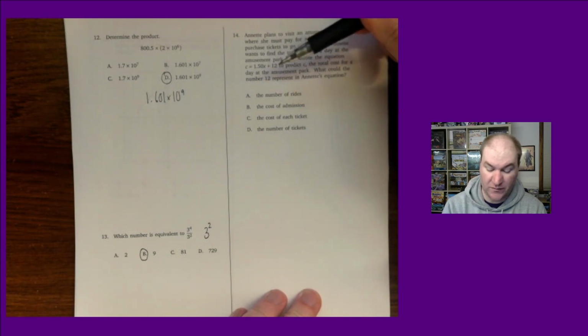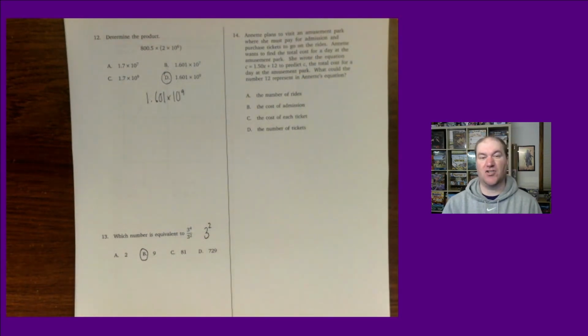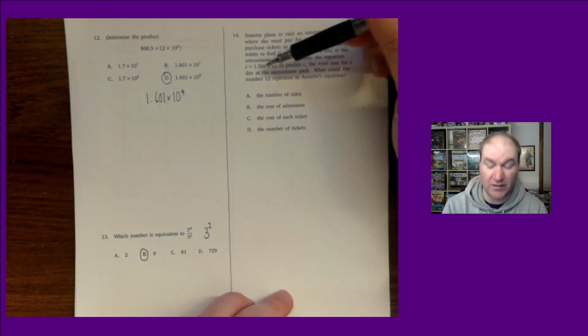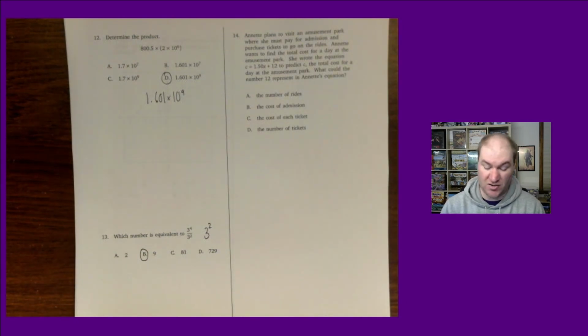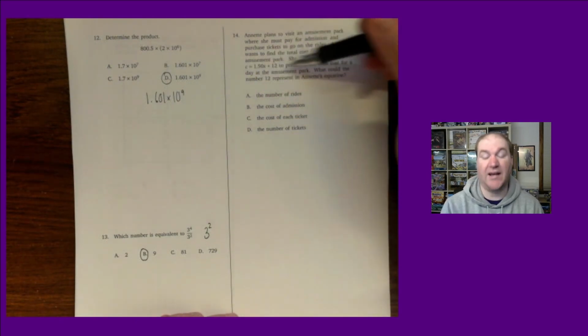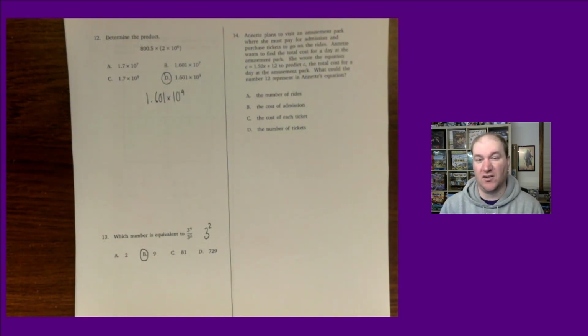So that 12 is a number that's never going to change. X is a variable, that means that value is going to change, and C is the dependent variable that is entirely relying on what's happening on the right side of the equation. But that 12 is going to remain static, the same. It's not going to change. Which of these choices is something that would not change when you go to an amusement park?